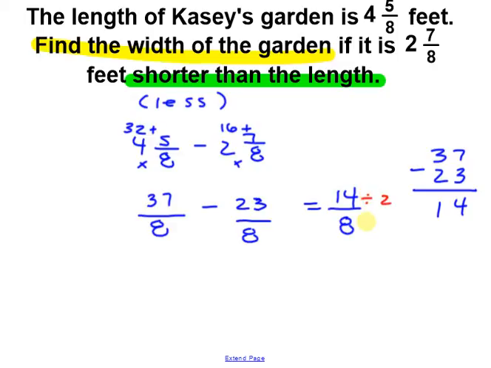Now, this can be simplified, and so our GCF here looks like it's going to be 2. So we're going to divide the top by 2, and we're going to divide the bottom by 2. 14 divided by 2 is 7. 8 divided by 2 is 4. So our answer is going to be 7/4. And if we want to make that a mixed number, 4 goes into 7 one time. And the difference between 4 and 7 is 3, and we keep the same bottom.